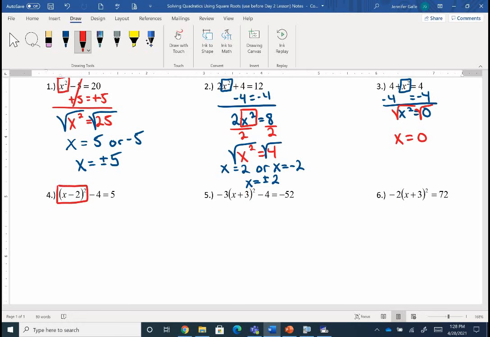So my first goal is to get the squared term by itself. Doesn't matter that it has some parentheses with it, that x minus 2 is being squared. I need to get that x minus 2 squared by itself. So how do I get the 4 out of there? What needs to happen to the minus 4? We need to add it over. Yeah, add the 4 over. So now we have our x minus 2, it's still squared, and now we're equal to 9.